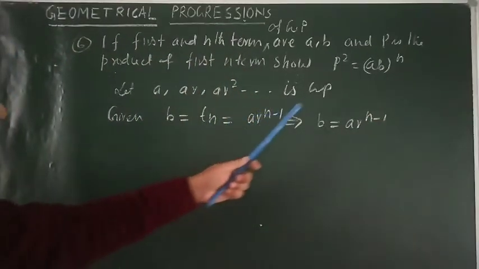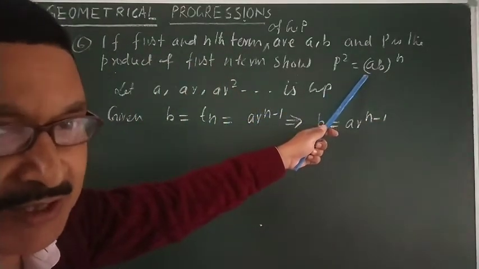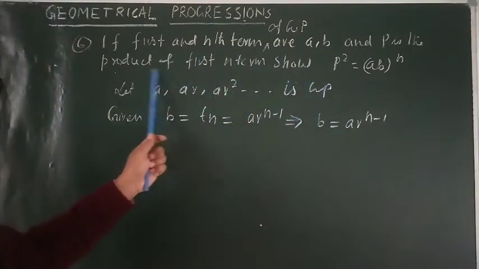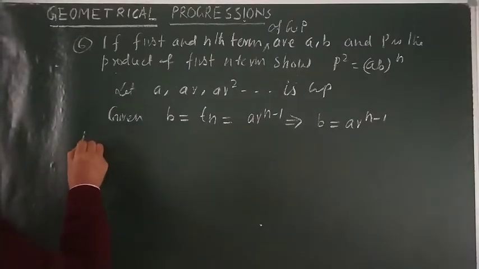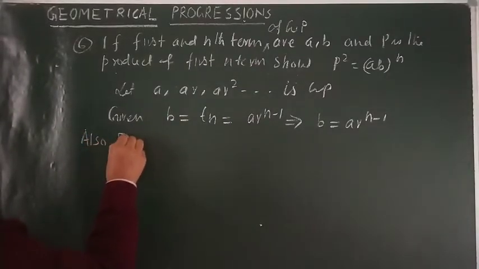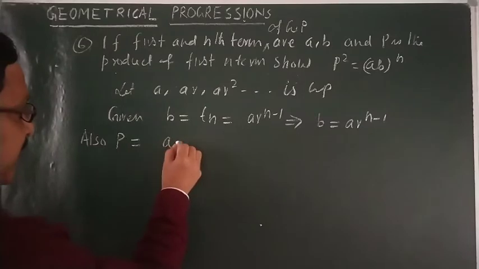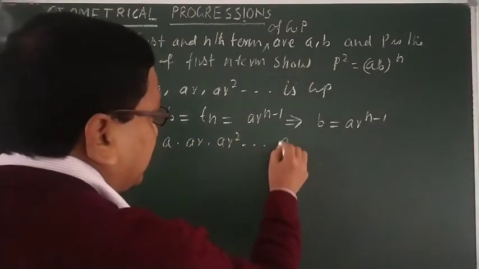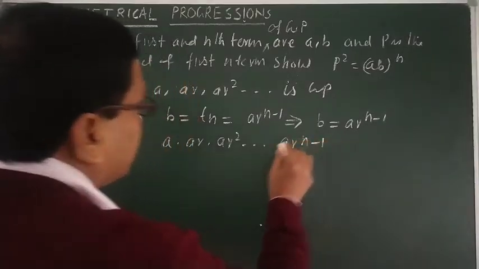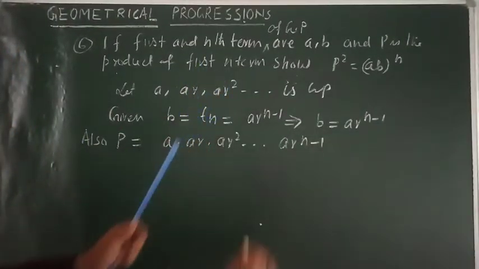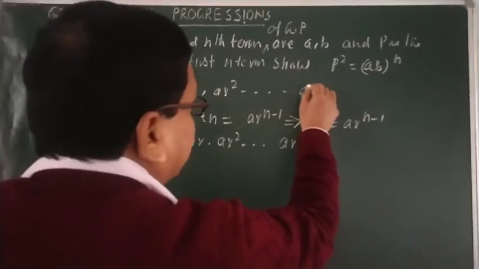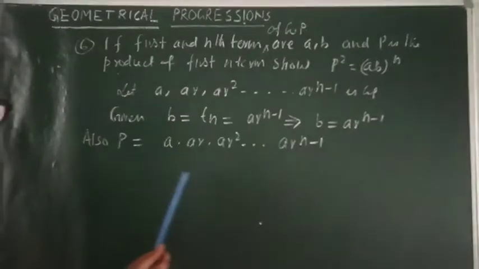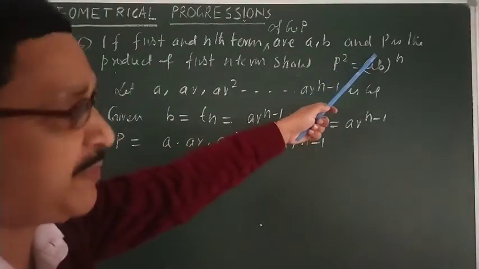Now one more thing we need. A is already the first term, B we have got. Now P we need. P is the product of first n terms. So P is equal to the product of first n terms, A, AR, AR square, up to AR^(n-1), because the nth term will be AR^(n-1) in a GP. So the product of all terms is symbolized by capital P.